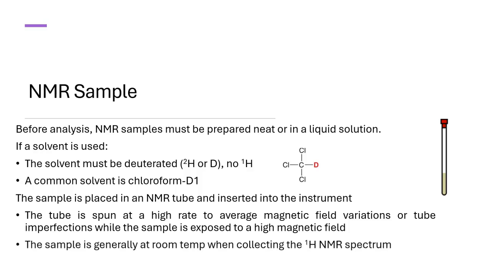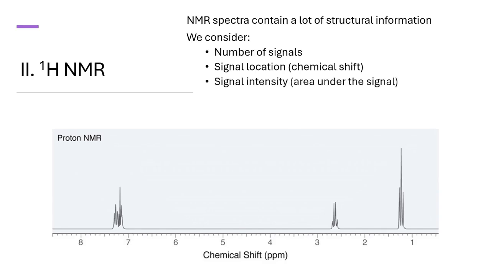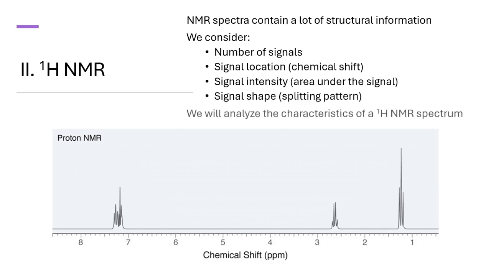The sample is generally at room temperature when collecting the 1H NMR spectrum. 2. 1H NMR. NMR spectra contain a lot of structural information. We will consider the number of signals, signal location or the chemical shift, signal intensity or the area under the signal, and signal shape or the splitting pattern.